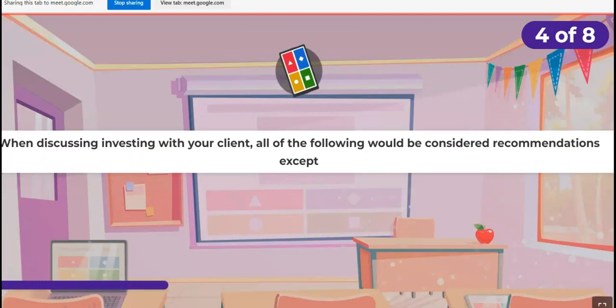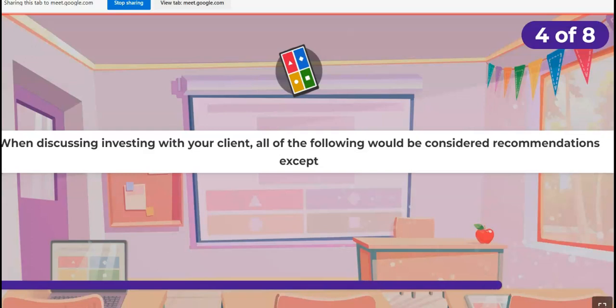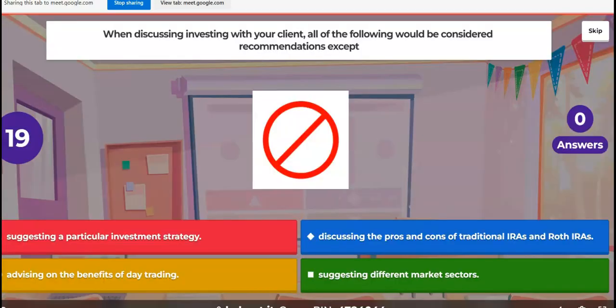When discussing investing with your client, all the following will be considered recommendations except: A. Suggesting a particular investment strategy. B. Discussing the pros and cons of traditional IRAs and Roth IRAs. C. Advising on the benefits of day trading. Or D. Suggesting the market sector.